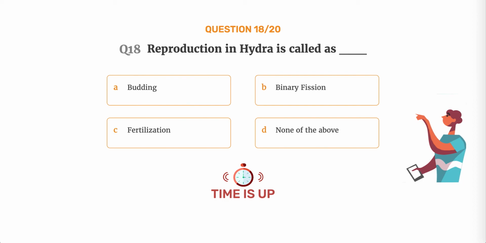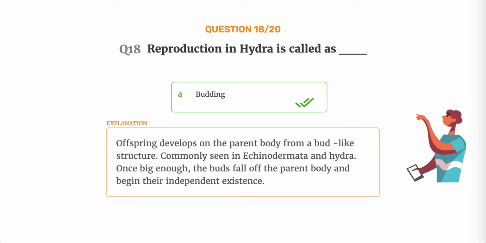The correct answer is option A, budding. Offspring develops on the parent body from a bud-like structure, commonly seen in Echinodermata and Hydra. Once big enough, the buds fall off the parent body and begin their independent existence.